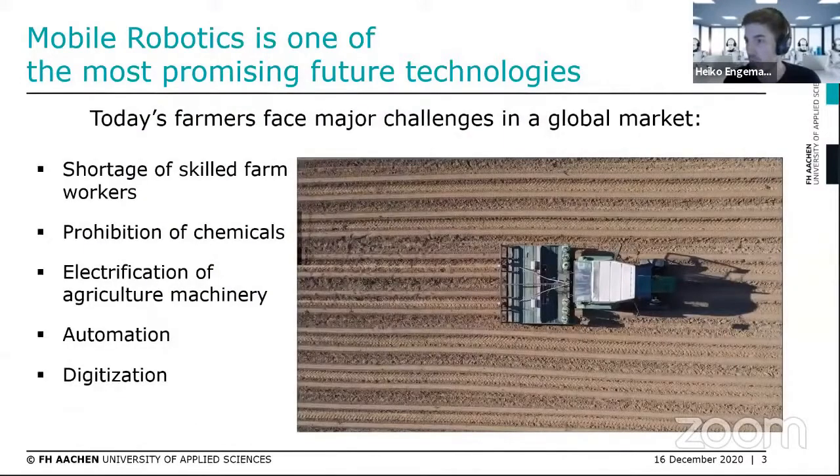Today's farmers in Europe face rising challenges and competition in a global market. For instance, society demands more transparency of the whole cultivation process and the overall value chain. Chemicals are getting prohibited, and the electrification of agriculture machinery is still a problem.